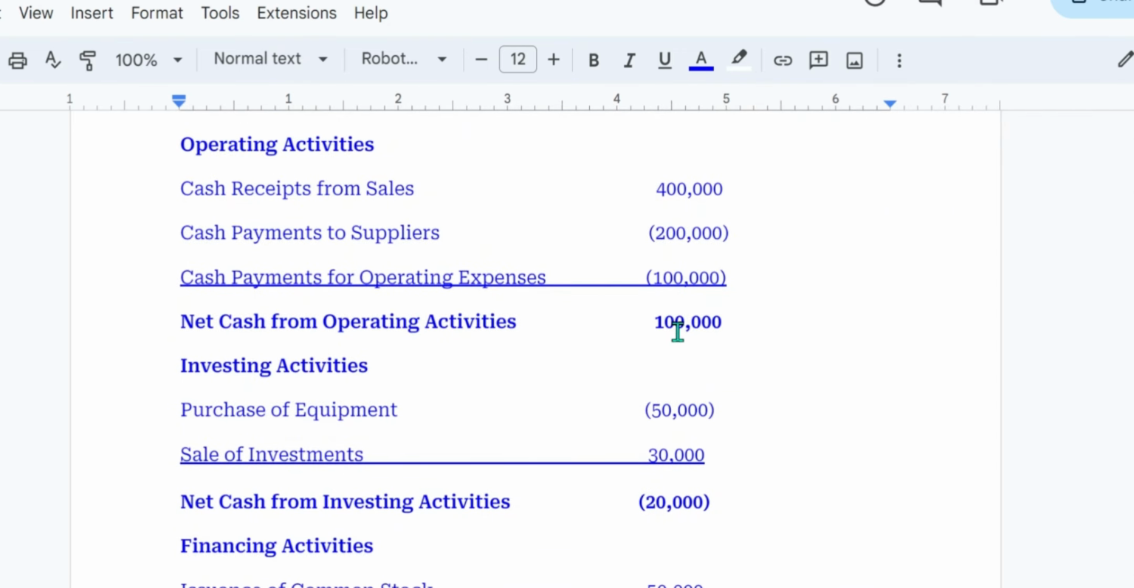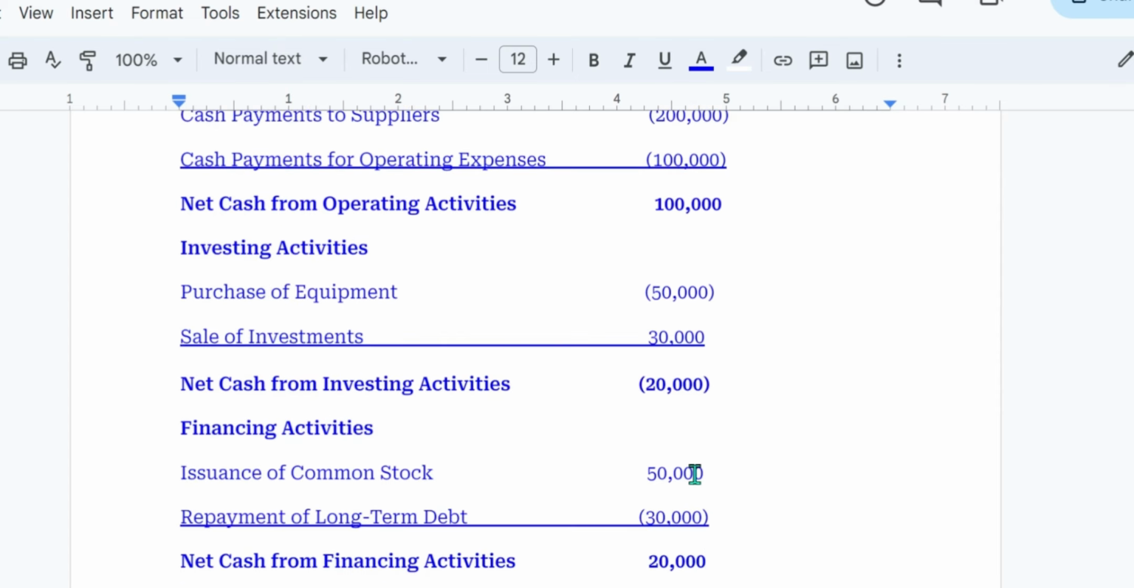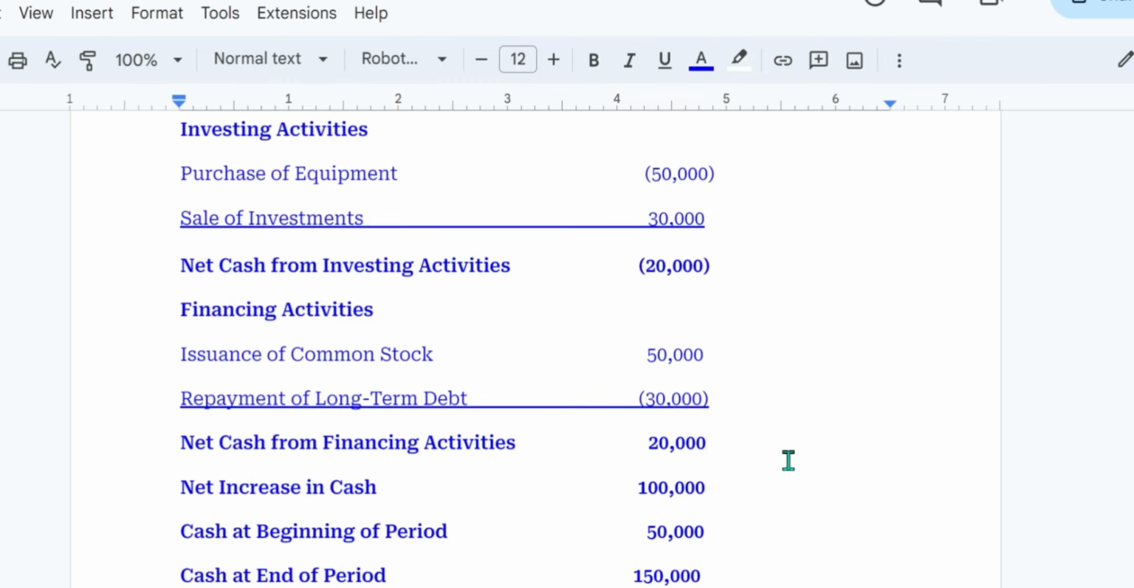So we had 2 inflows from operating activities and from financing activities, and we had an outflow of 20,000 from investing activities. So that leaves us with a net increase in cash of 100,000. So over the course of whatever period this cash flow statement represents, this company would have taken in a net cash of 100,000. We then add cash at the beginning of the period, which in this case, it was 50,000.